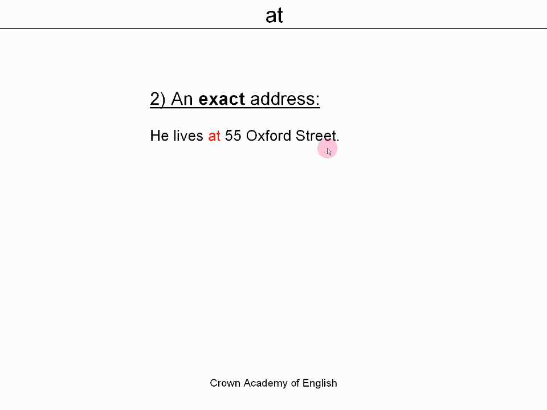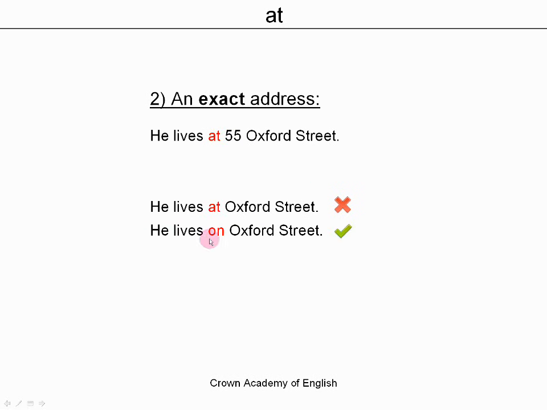But if we do not know the exact address, if we do not know the number of the street, then we do not use the word at. Okay, so here we do not know the number of the street, so we do not say at Oxford Street. We must say he lives on Oxford Street. Okay, he lives on Oxford Street, and he lives at 55 Oxford Street. That is the exact address.